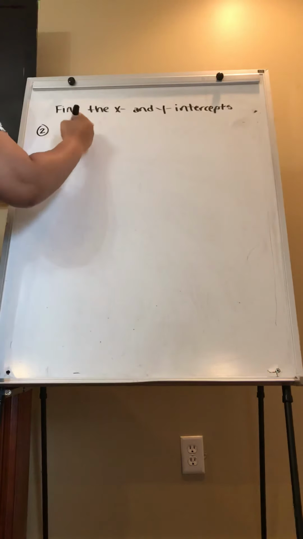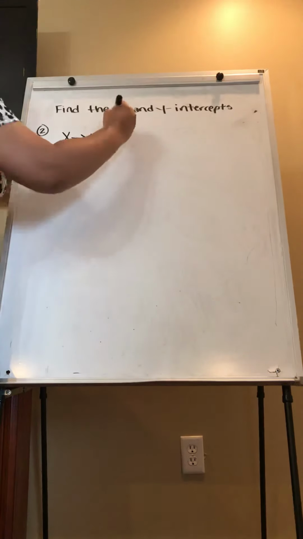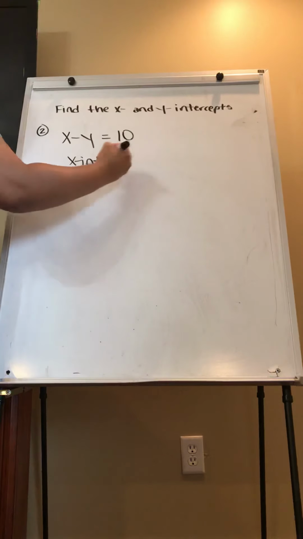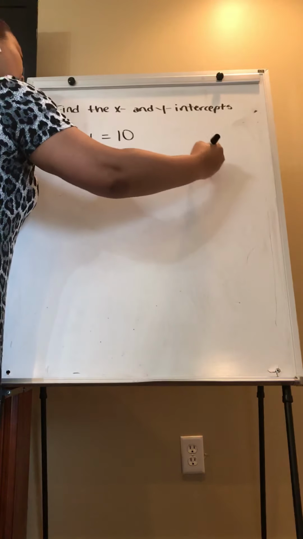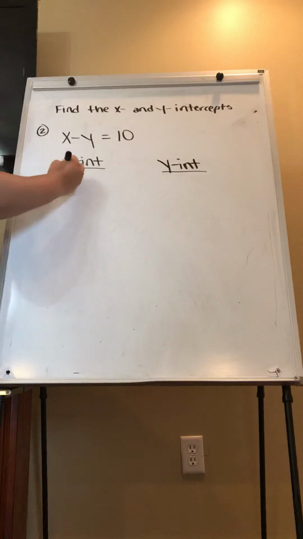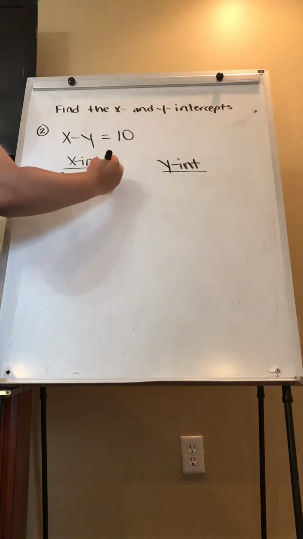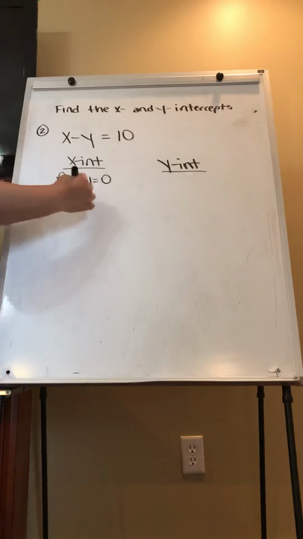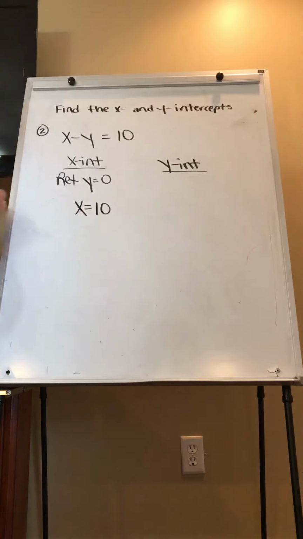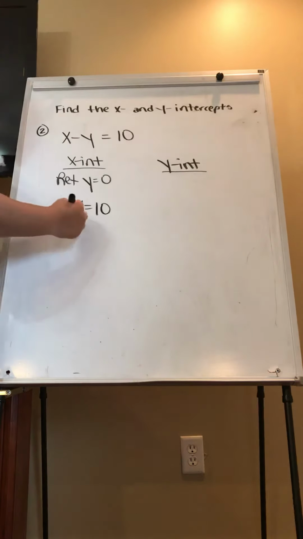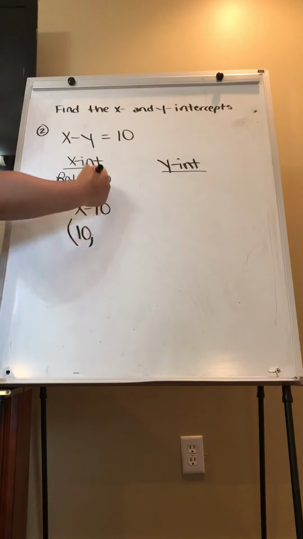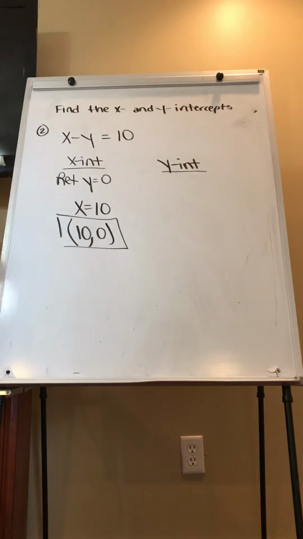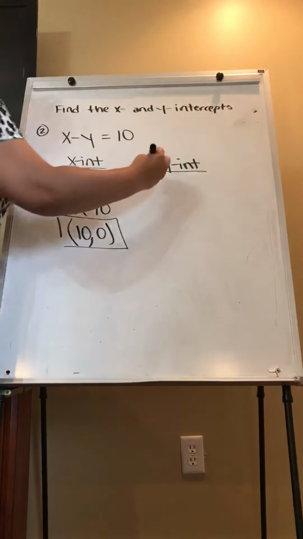Second one, x minus y equals 10. Again, I'm looking for the x-intercept, and then we'll look for the y-intercept. If I'm looking for x, you let the other variable, which is y, be 0. If I let y be 0, it's gone. You have x equals 10. So write it as an ordered pair. My x is going to be the 10, and my y is going to be 0. That's your x-intercept.